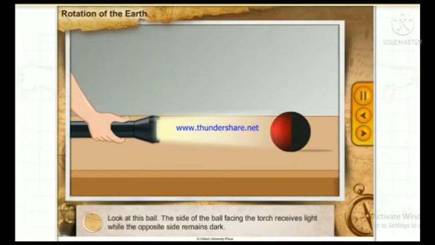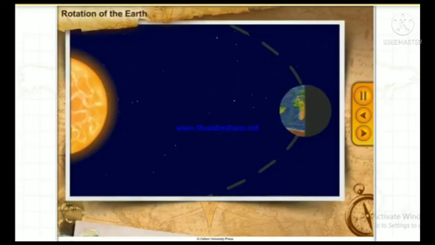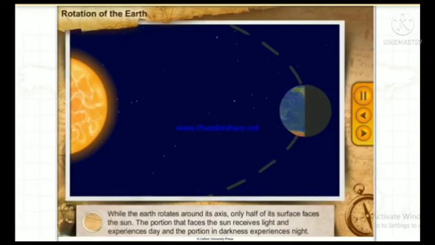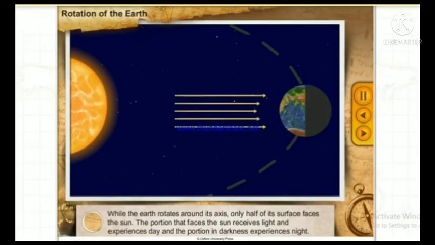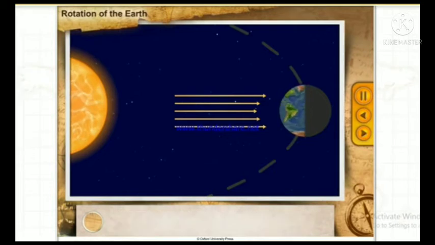Look at this ball. The side of the ball facing the torch receives light while the opposite side remains dark. While the Earth rotates around its axis, only half of the surface faces the Sun. The portion that faces the Sun receives light and experiences day, and the portion in darkness experiences night.